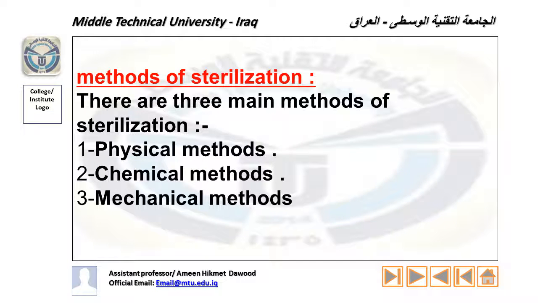Methods of sterilization. There are three main methods of sterilization. 1. Physical methods. 2. Chemical methods. 3. Mechanical methods.